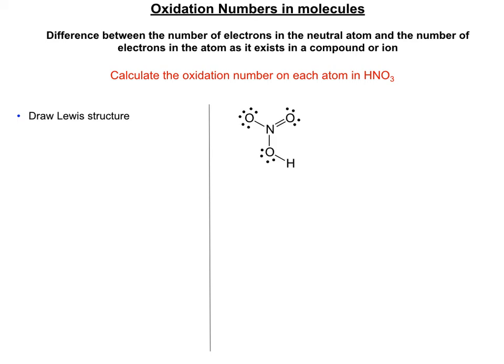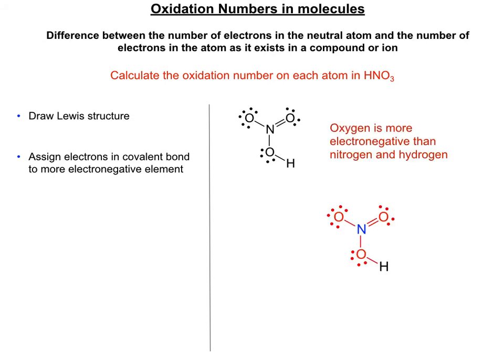And when we draw it, it's going to look like this: a central nitrogen bound to 3 oxygens, double bonded to one of the oxygens, and one of the oxygens is bound to a hydrogen. Now, when we count electrons for our oxidation number, we're going to assign all of the electrons in a covalent bond to the more electronegative element. So this is different than our formal charge counting. It's similar, but it is different.